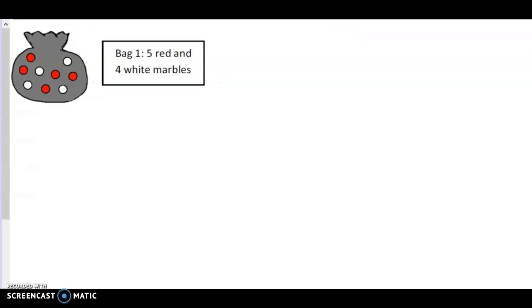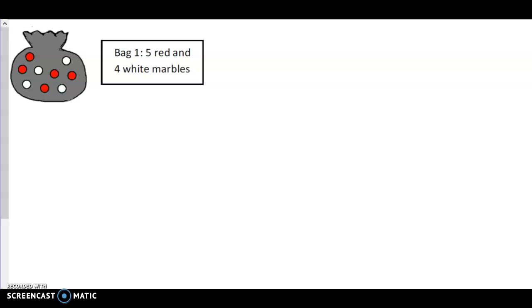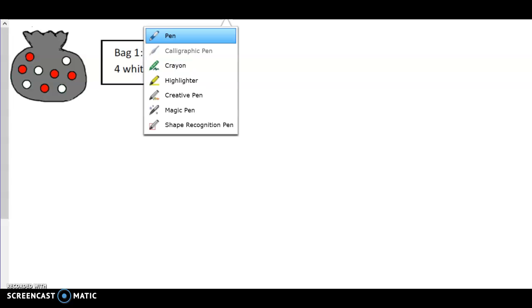So today we will move on to the applications of probability. For example, this one, marbles. We have 5 red marbles and 4 white marbles. I want to use a tree graph, or tree diagram, to show you what the probability is when we pick a red or white. So let's see.